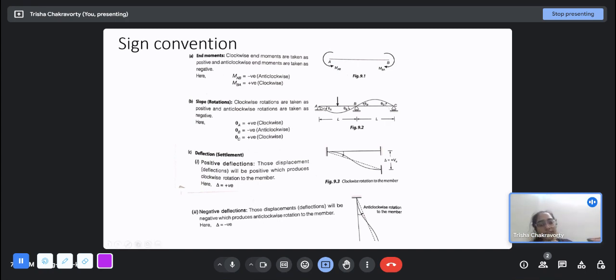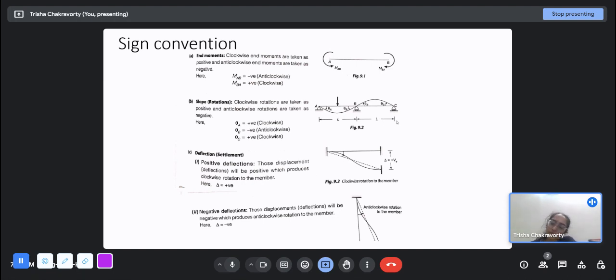Of course, this is a very exaggerated version. We will never see a beam deflecting so much, but we draw a representative diagram just to visualize the manner in which it will deflect when a loading is given, and we can see whether it is clockwise or anti-clockwise. But it doesn't matter, you can assume that all the rotations are clockwise, and then the result will automatically come positive or negative as per whether it is actually in the clockwise or anti-clockwise direction.